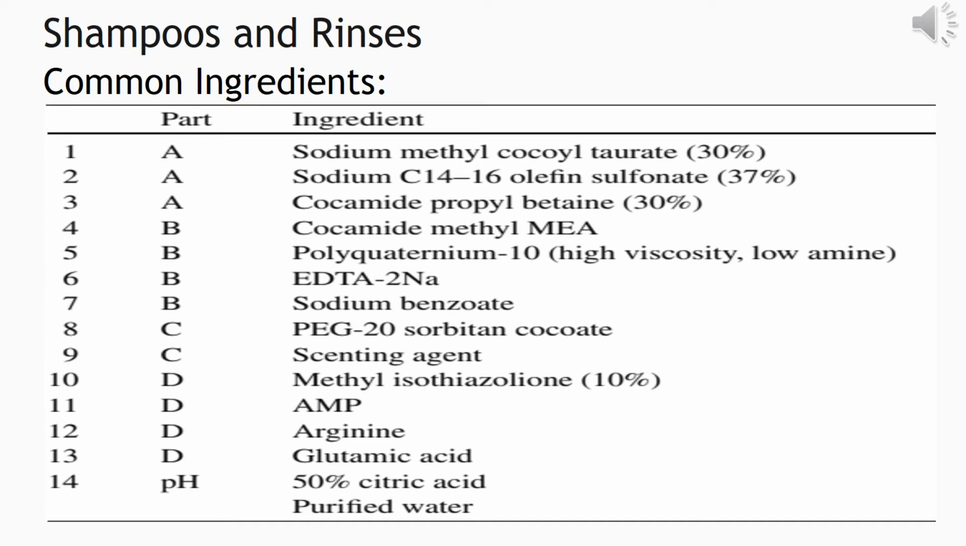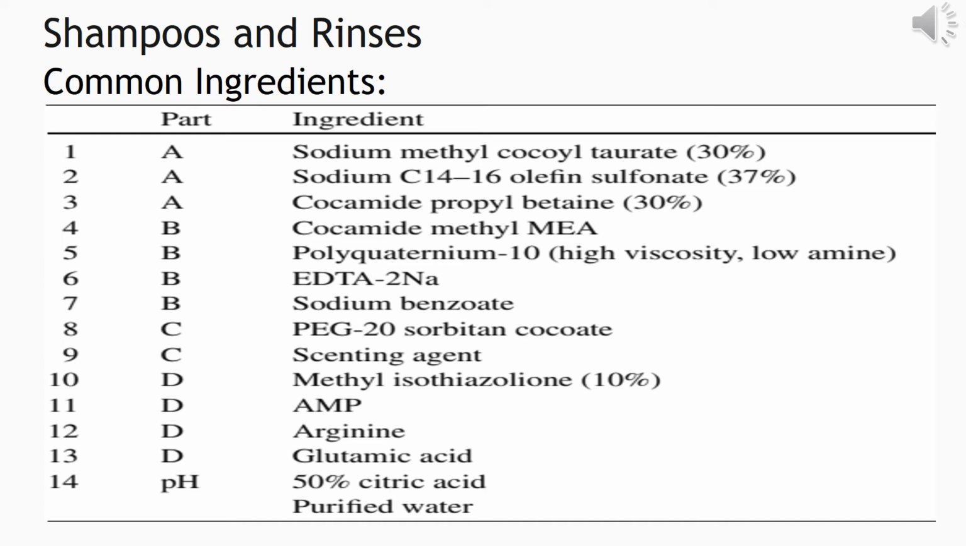And then is chemical number 4, which is falling in category B, cocamide methyl MEA. MEA is generally the abbreviation for methyl monoethanolamine. So this is cocamide methyl MEA. Then will be chemical number 5, polyquaternium 10 high viscosity. Then is chemical number 6, which is also falling in category B, EDTA, that is the sodium EDTA type with 2 sodiums. Then is 7, that is sodium benzoate, that is also falling into category B.